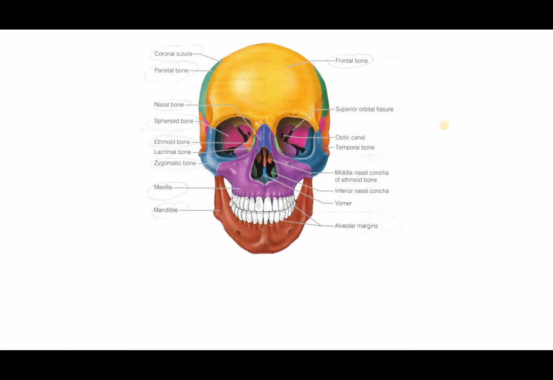Okay, frontal view, anterior view: frontal bone, coronal suture, parietal bone. There's your nasal bone. Sphenoid, also you're seeing sphenoid behind the orbit of the eye there. Okay, mandible, and earlier I apologize for that misspeak. That is the mandible and the maxilla.